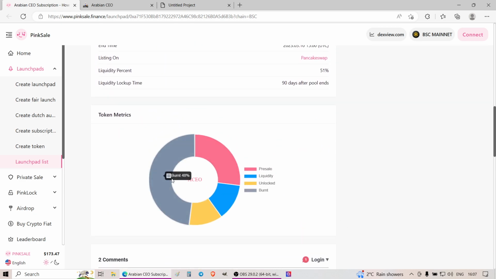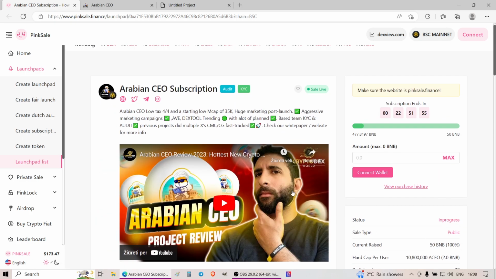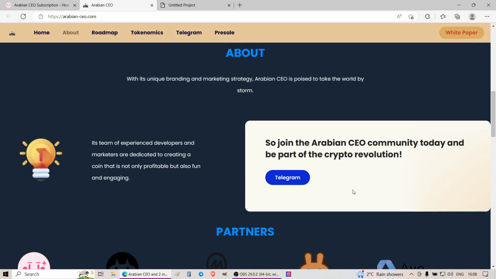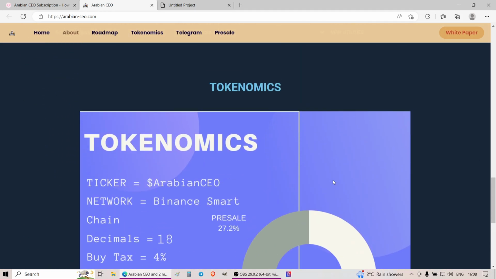Looking into the token metrics, the details that they have within the website and the details that they have within the white paper do not match up, and there is no mention of what will be the purpose of these 12% of unlocked tokens. Now, looking into the website itself, the website and white paper are done quite poorly.